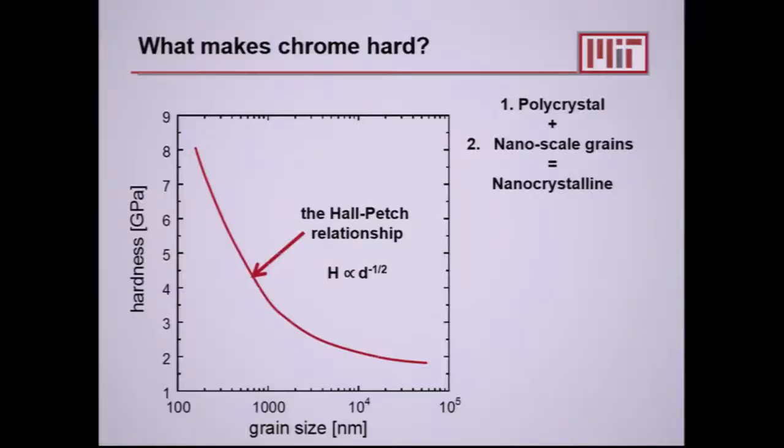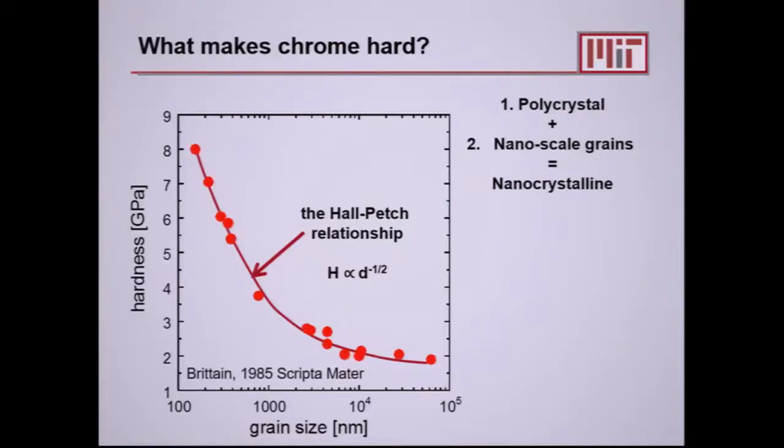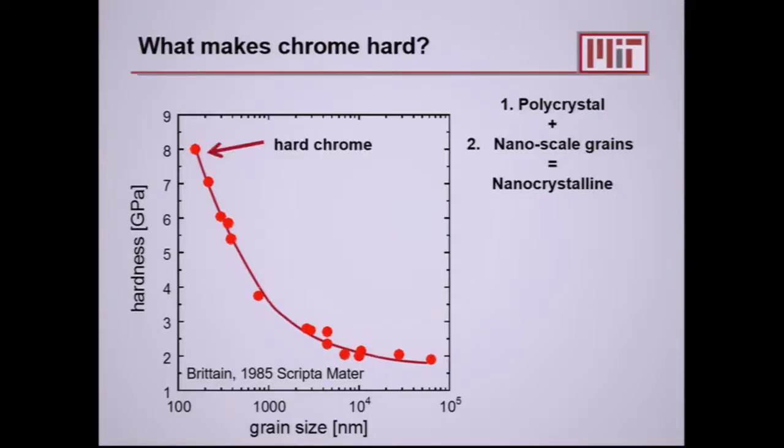So Metallurgy 101, here's the Hall-Petch relationship. If I take the grain size from the micron scale down to that scale that we just saw in that micrograph, we get hardness out of it. And in fact, these are the data for chromium, for BCC metallic chromium. And sure enough, it turns out that when you electroplate chromium from a hexavalent bath, it's not by design, it's just the way it happens. You deposit this stuff, and it has this grain size, and therefore it is hard. Okay? So that's the basic recipe.